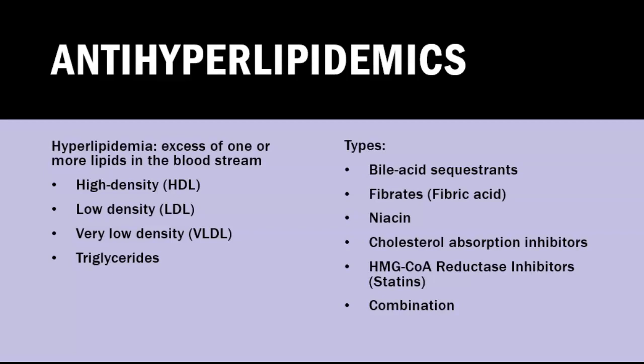The reason that we are talking about these antihyperlipidemics is because usually a patient that is taking blood pressure medicines will have an antihyperlipidemic with it, because that's going to help improve that peripheral blood flow and decrease the risk of heart disease. Different types of antihyperlipidemics: we've got your bile acid sequestrants, fibrates or fibric acid, niacin, cholesterol absorption inhibitors, HMG CoA reductase inhibitors or statins, and then there are combination drugs that combine different types of those antihyperlipidemics into one.